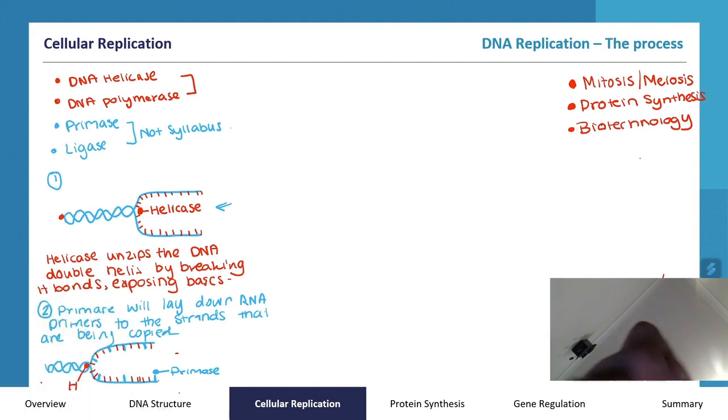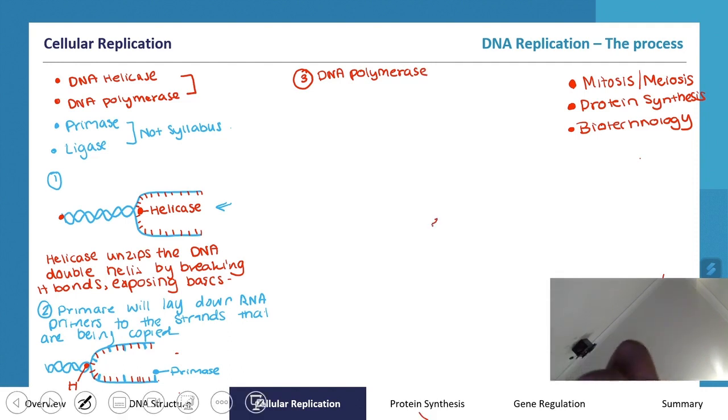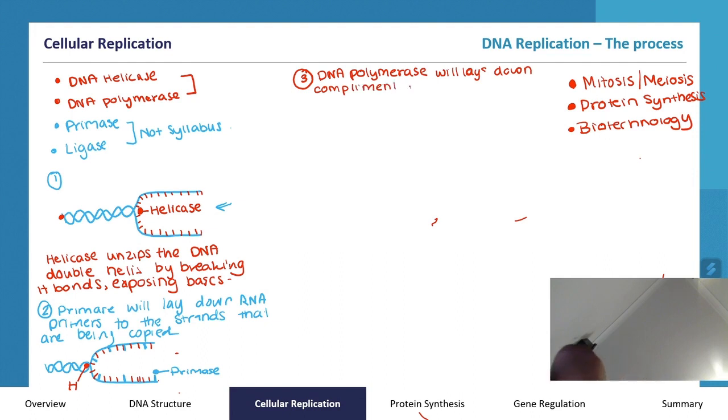So now we go into step 3. Then comes in our DNA polymerase. DNA polymerase is also another enzyme, and it lays down complementary base pairs to the original or template strand.